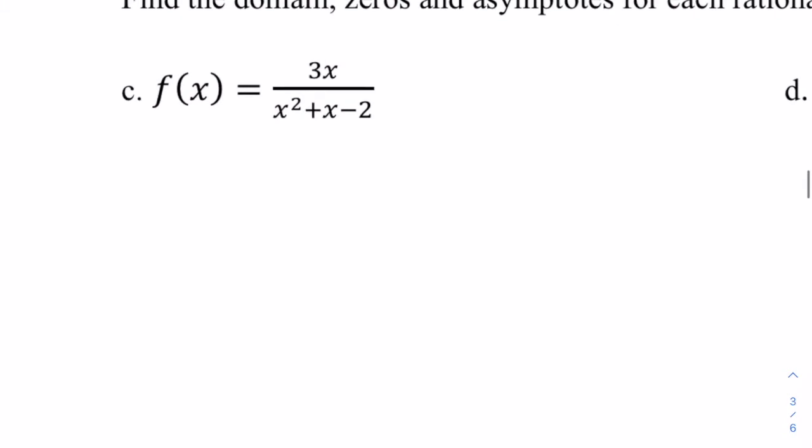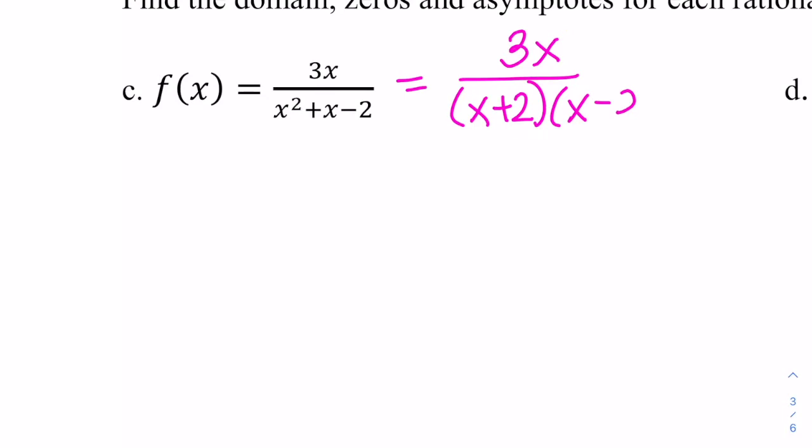Now let's look at this rational function. We have 3x in the numerator, and then we have a quadratic in the denominator. All right, so I'm going to first factor just to make sure we're able to see this clearly. So that's x squared, so that's going to be x plus 2, x minus 1. All right, so we know that right away it's going to have 2 vertical asymptotes.